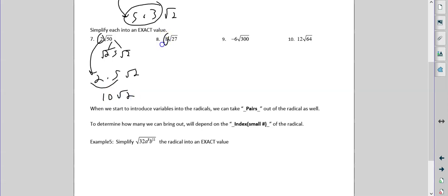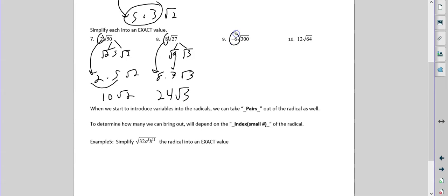All right, 8, bring it on down. This breaks down to 9 times 3, but more importantly, radical 9. Don't lose those radicals. The square root of 9 simplifies to just 3. The radical 3 stays. So 8 times 3 is 24, radical 3.